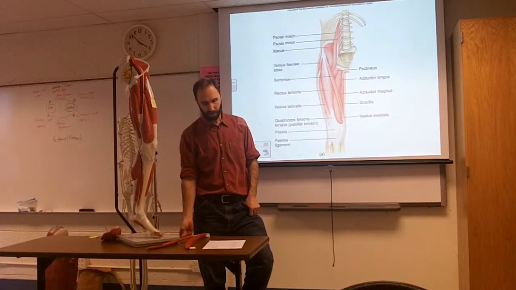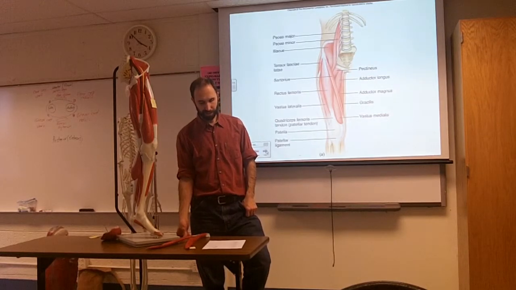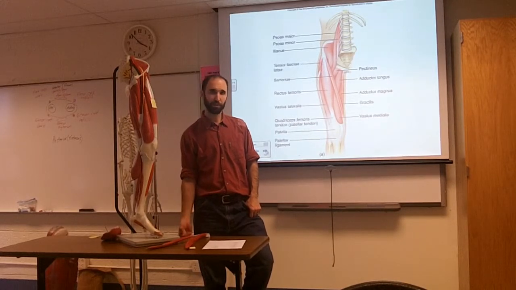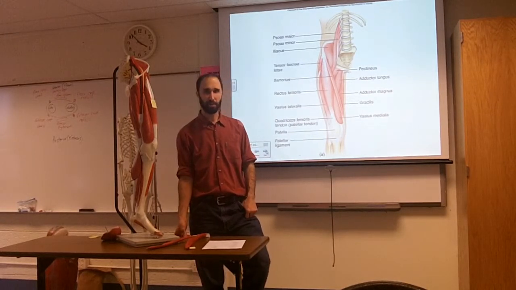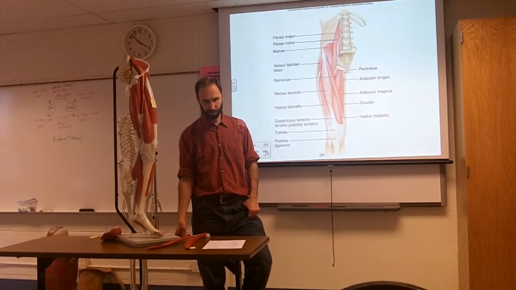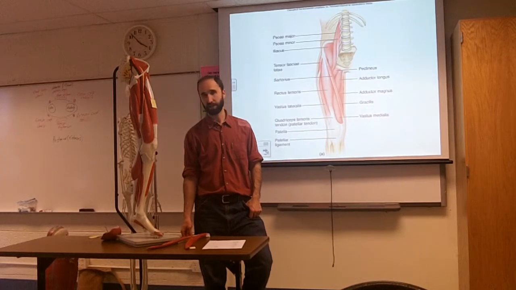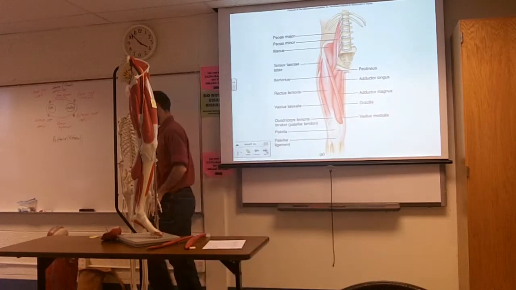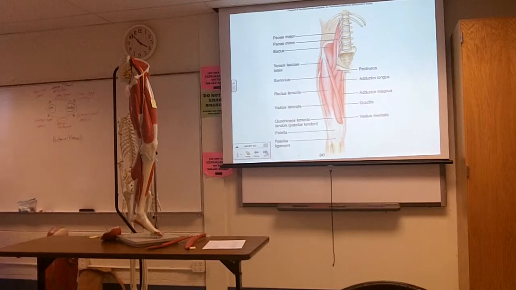They adduct. Adductor magnus is different because adductor magnus attaches to the ischial tuberosity, not the pubic bone. So it's the only one of your adductors that attaches to the ischial tuberosity instead of the pubis. So that's one way you can always identify this one.